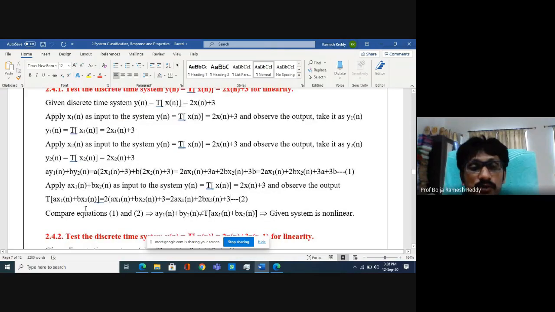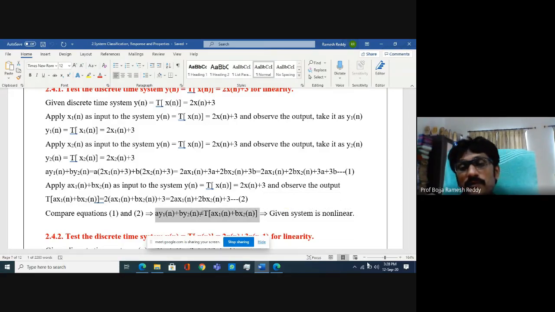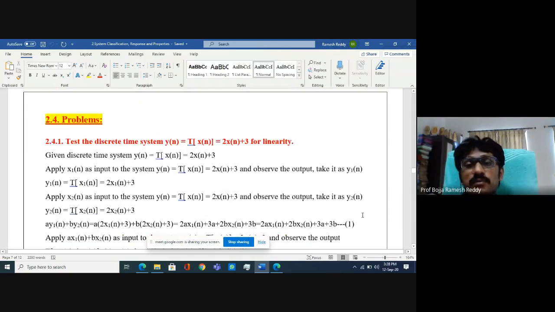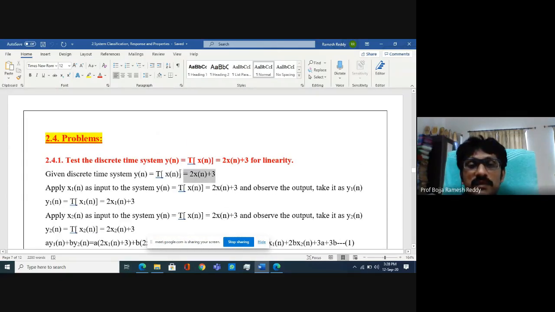Comparing equations 1 and 2 implies a y1 of n plus b y2 of n is not equal to the transformation of a x1 of n plus b x2 of n. Therefore, the given system is non-linear, but the given system looks like linear. In the examination, there is no need to do all these things. The simple logic here is that constant systems are always non-linear.